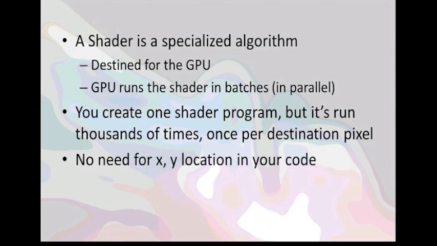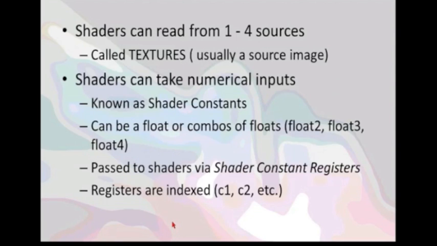Shaders can read from multiple inputs, as I mentioned. These are called textures. They're stored in the GPU registers. And then shaders can also take numerical inputs. These are known as shader constants. So these can be floats, or they can be combinations of floats. So this is one of the quirks of HLSL, that I can have a float value of a variable, but I can also use something called a float2 or a float3 or a float4, and I can have matrices of floats.